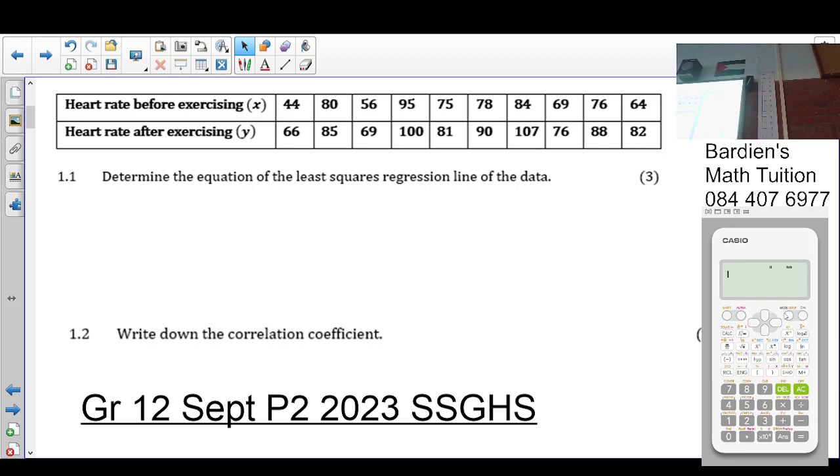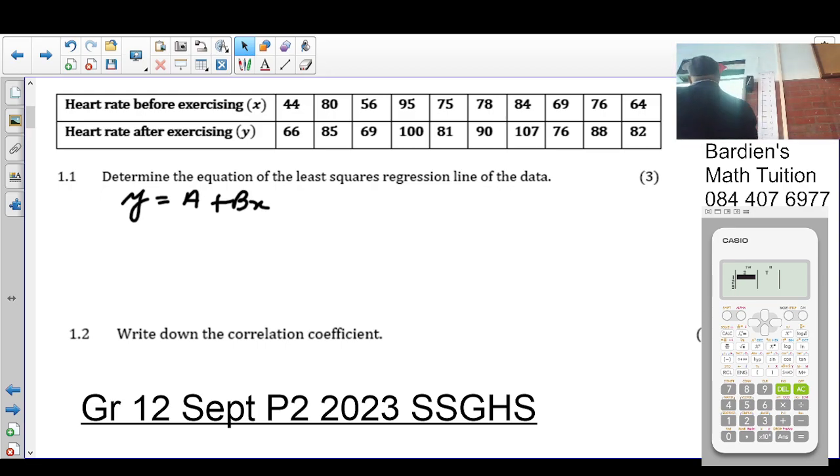So what we do is we press mode, 3 for set, 2 for A plus Bx. Remember that the standard form of this equation is y is equal to A plus Bx. Okay. So get somebody to read out the values in the x column.